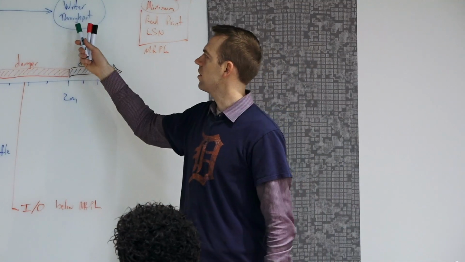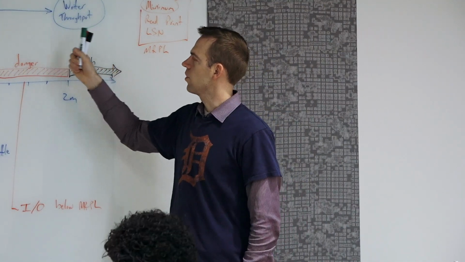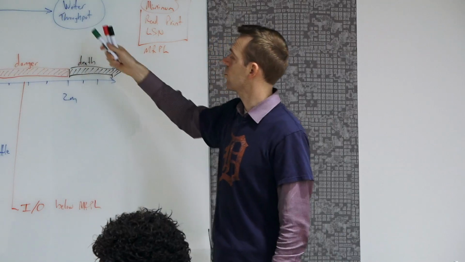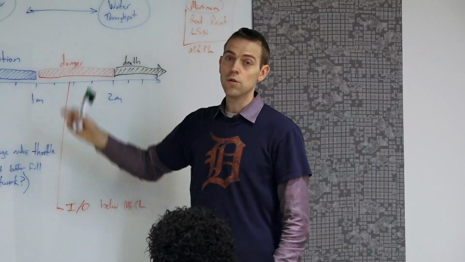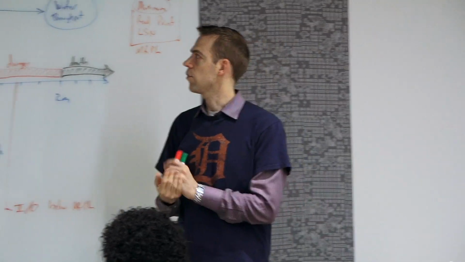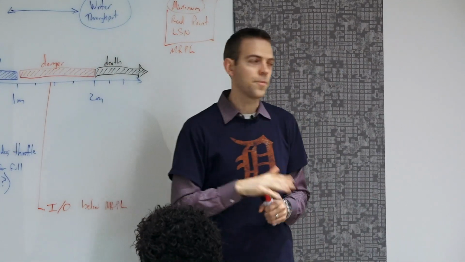So I think this tension is the key thought: we're balancing tension between reader availability and writer throughput. And the more that you lag, the more that we're going to favor the writer.